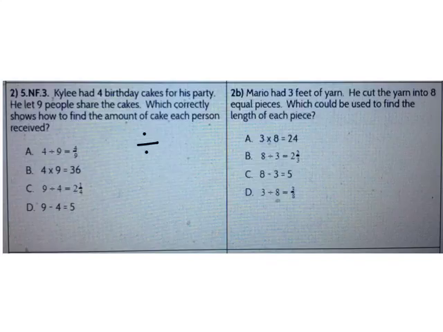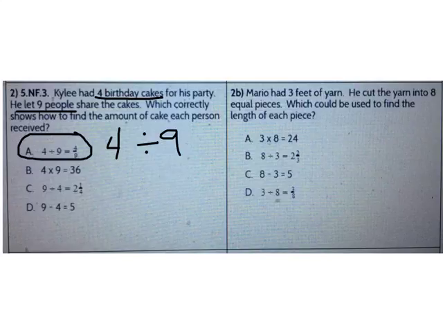What's being split up in this problem? 4 birthday cakes are being split up between 9 people. So what's the division problem? It's 4 divided by 9. So the correct answer is A. 4 divided by 9 equals 4/9.